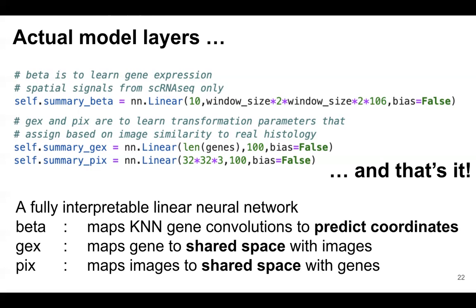Now, what GEX and PIX do is essentially map the gene or images to a shared space. And from the shared space can share information such that we can better transform or predict what is going on and learn more using the model.